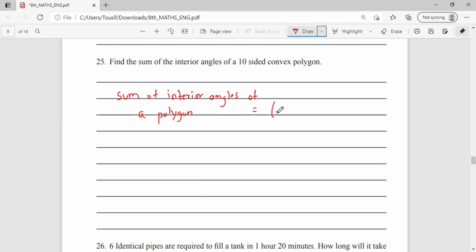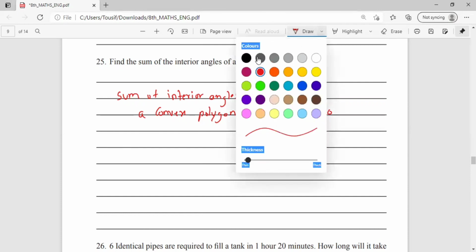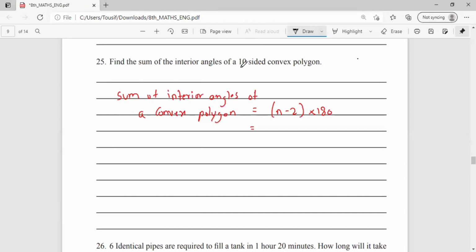The formula is n minus 2 into 180. We'll write convex polygon, as it is given convex in the question. As you can see, the formula is n minus 2 into 180. In the question, what is our n value? They have given 10 sides. The n value is nothing but the number of sides.